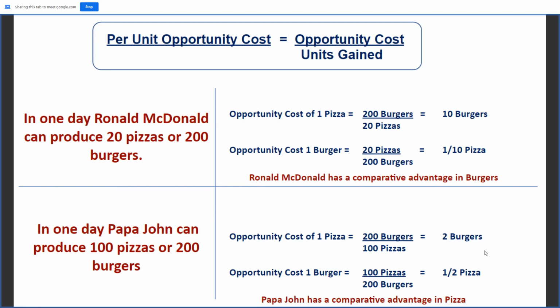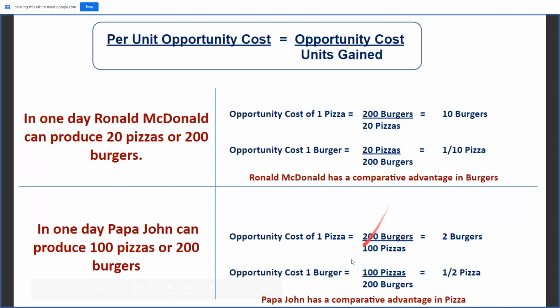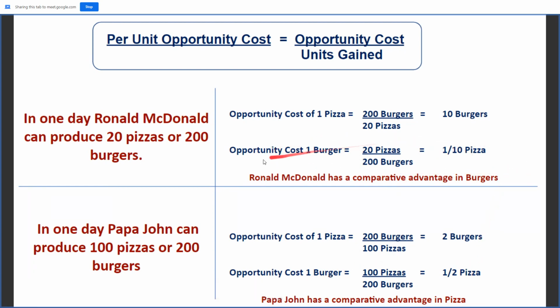And on the flip side, whenever Ronald McDonald makes a burger, he gives up a slice of pizza, 1/10 of a pizza, versus every time Papa John makes a burger, he gives up half a pizza. This one is way cheaper in terms of pizza. So Ronald McDonald would focus on making burgers. He has the comparative advantage in burgers.